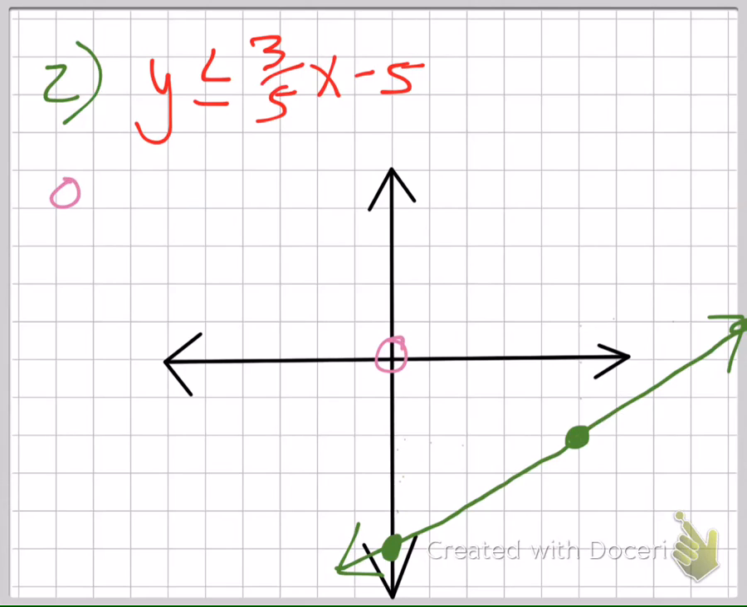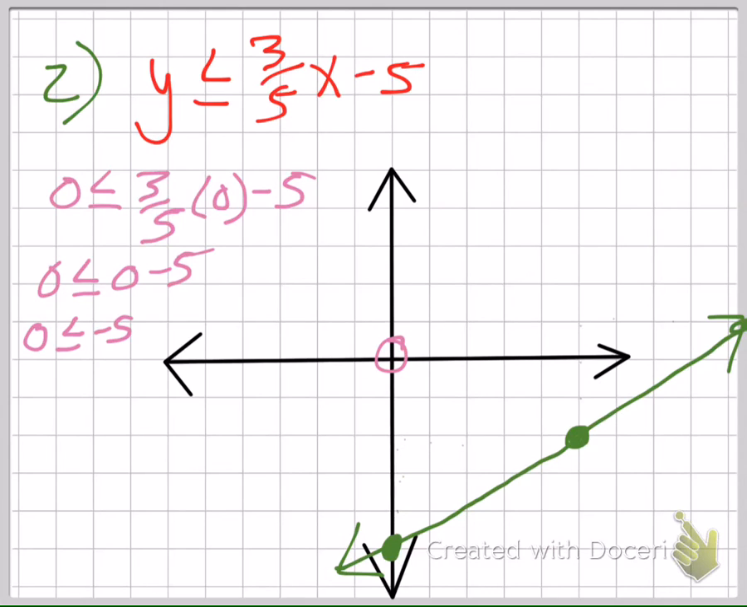So let's plug in 0 for y and 0 for x. Well, 3/5 times 0, I know is 0. 0 minus 5 is -5. Is that a true statement? Is 0 less than or equal to -5? No, right? It's actually greater than, right? Would you rather have $0 or be in debt 5? You'd rather have 0, right? It's greater. So 0 less than or equal to -5 is false. That is not true.